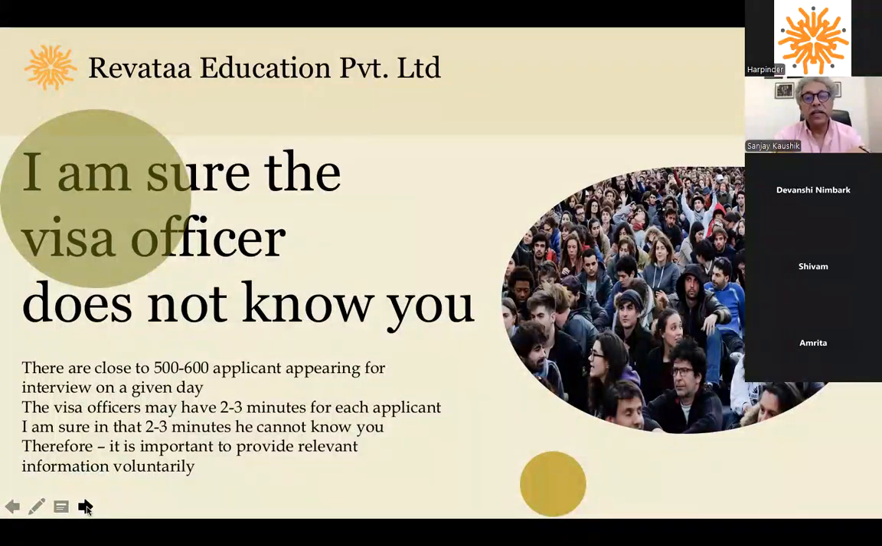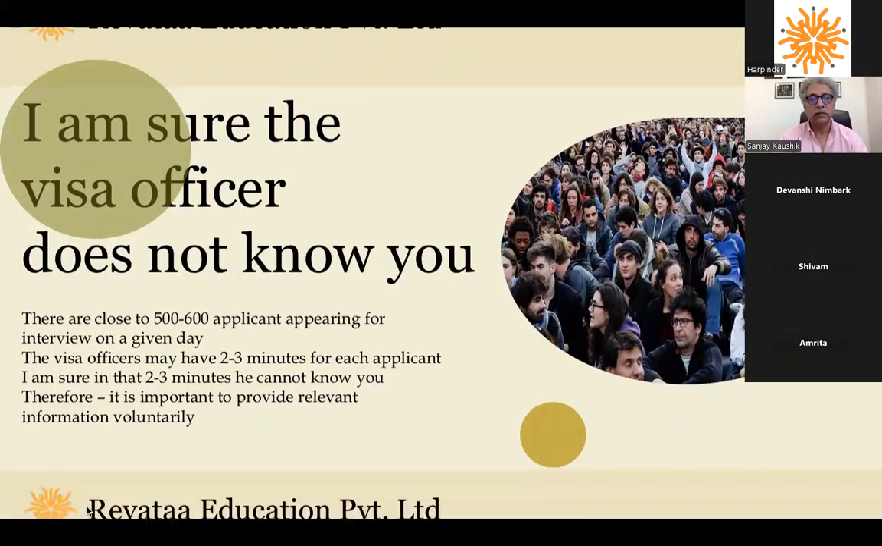In that 2 or 3 minutes, the officer has to understand your reason of going there and your reason of coming back, right? You have to provide this information voluntarily. The officer will not sit down and ask, why will you come back? What are your goals? He's trying to figure out from your answers that have you provided those informations or not.